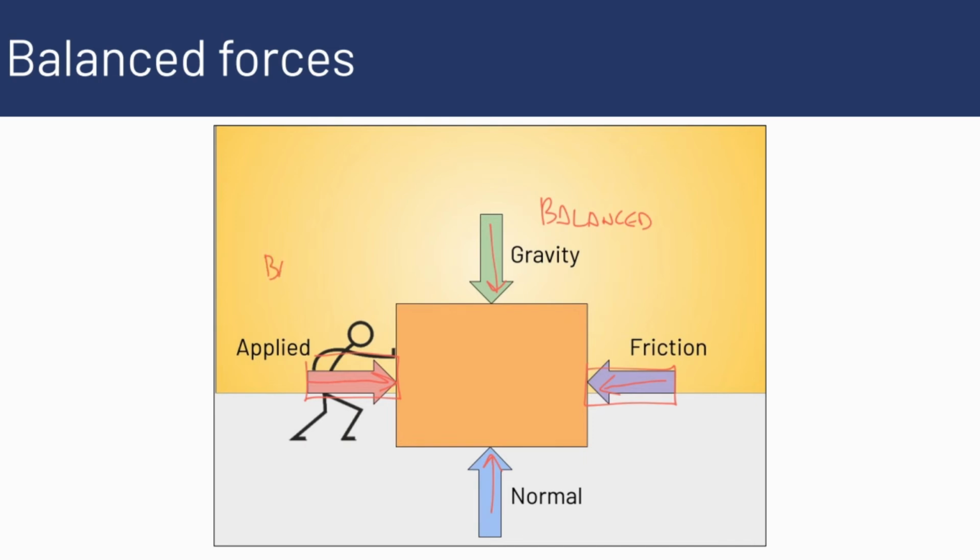So we have a balanced force, which means there's no acceleration on the box now. Which means that either the box is not moving, or if it is moving, it's moving at a constant velocity.